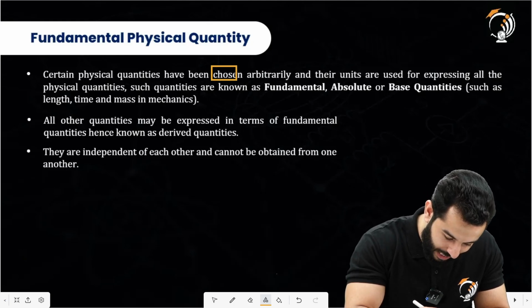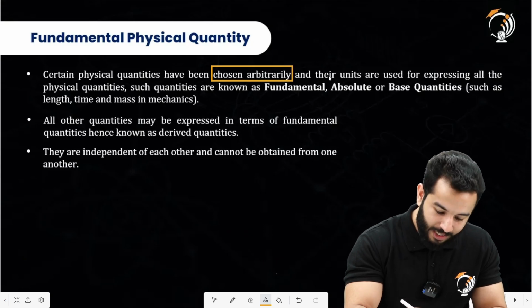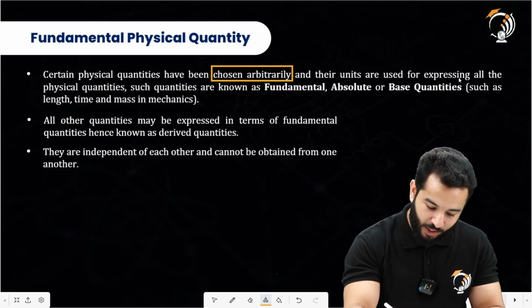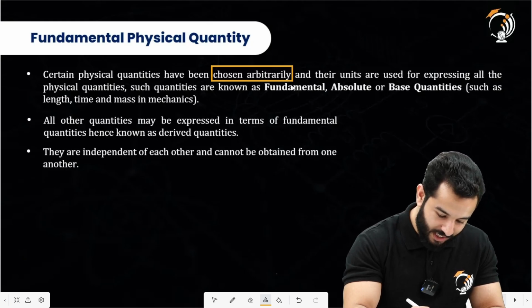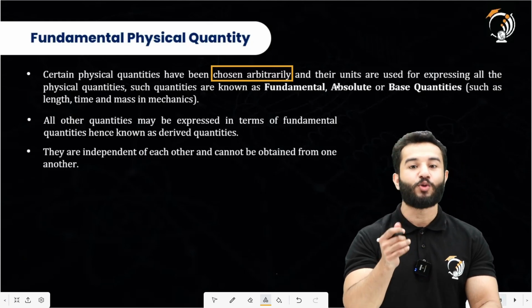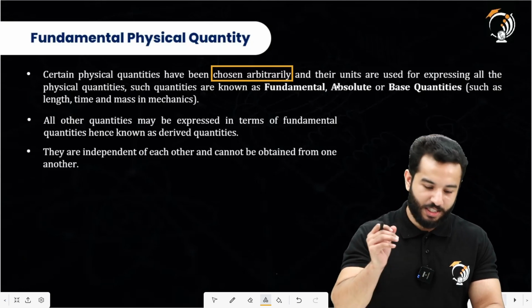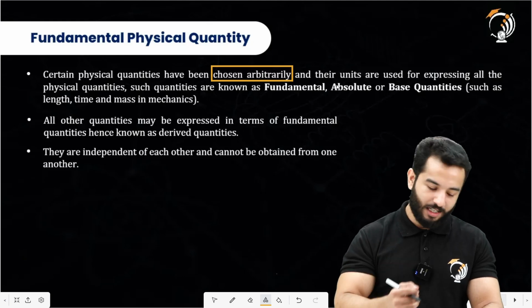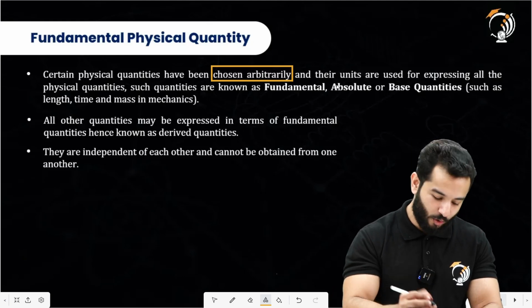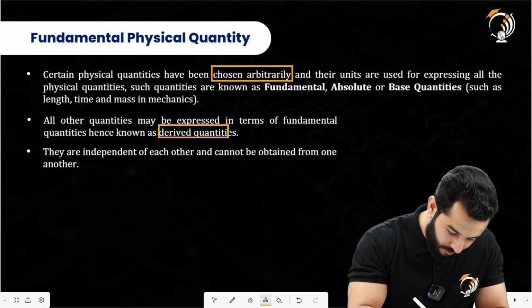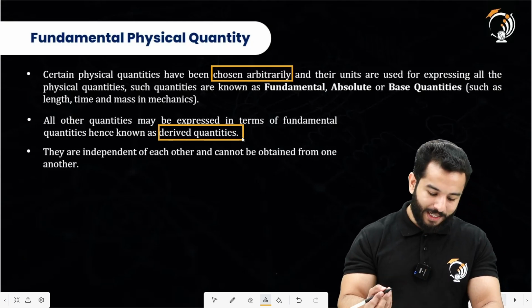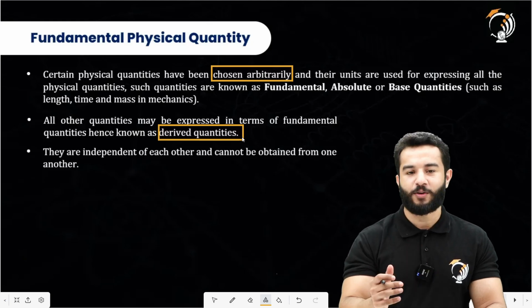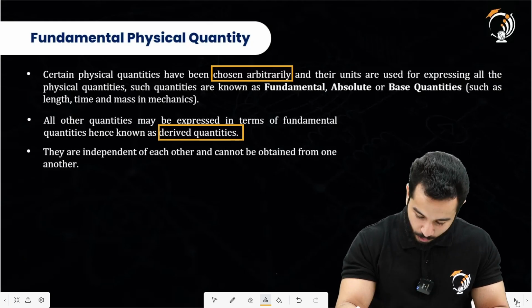These are chosen randomly or arbitrarily, and their units are used for expressing all other physical quantities, and these are known as fundamental, absolute or base physical quantities. Please remember these names. All other physical quantities can be expressed in terms of fundamental quantities, hence known as derived quantities. They are independent of each other and cannot be obtained from one another. So we have covered this point as well.